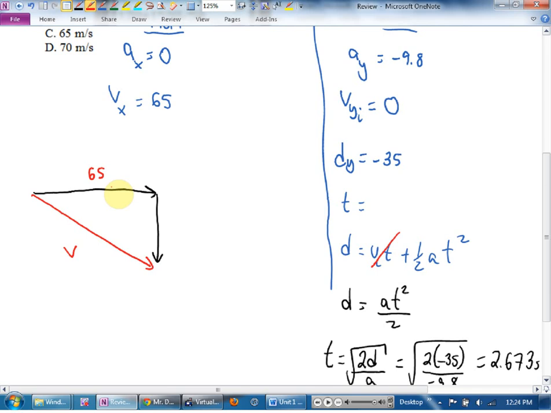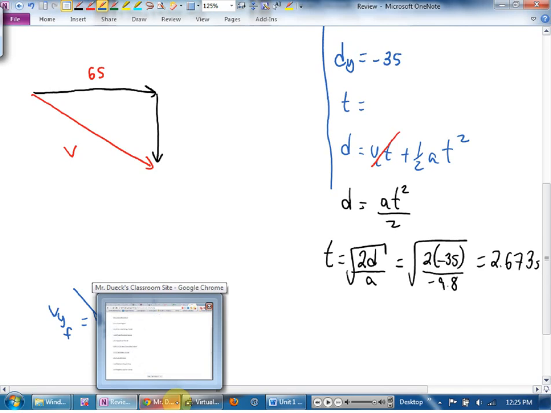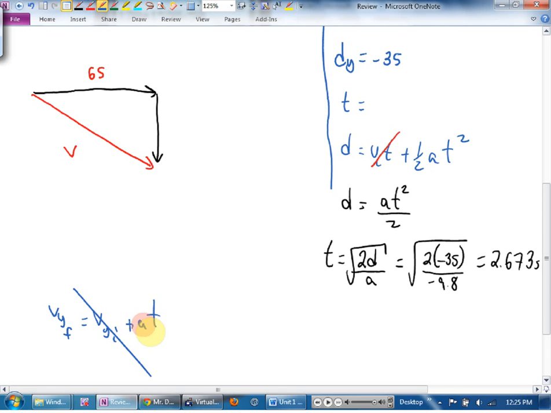And in fact, I'm going to spend more time on this question finding VY final. VY final equals VY initial plus AT, which is what I'm going to use here. VY initial is zero. A is what? Negative 9.8. T is 2.673. I'll get a negative answer, which is good because it's going down.